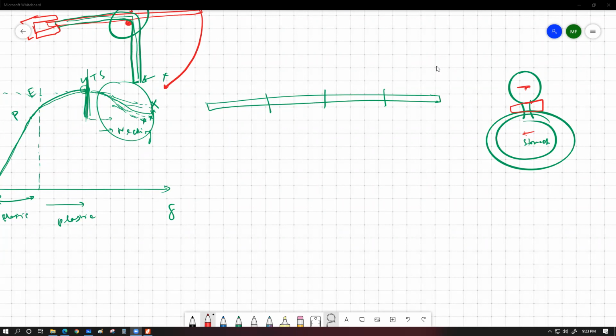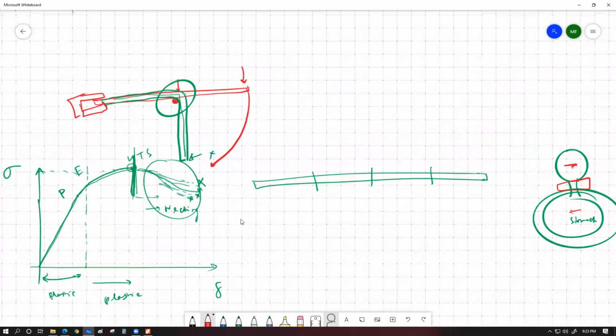Sir, in the first graph, the zigzag pattern in the middle, I didn't understand that part. That part is what we call, okay I'll tell you, that part is usually existing between the limit of proportionality and the elastic limit.